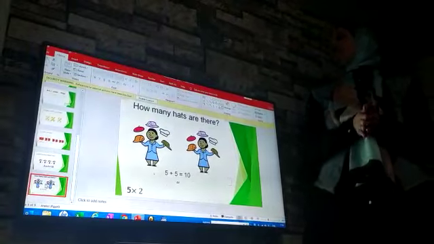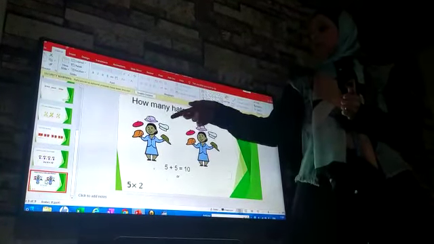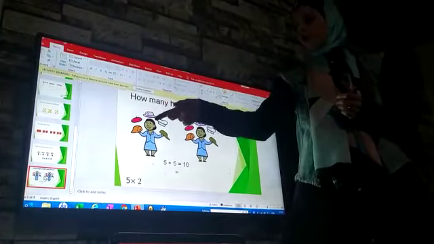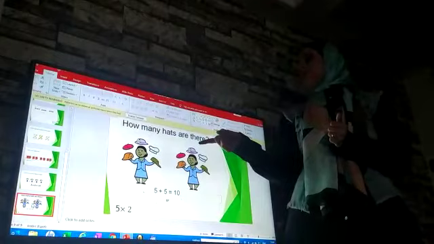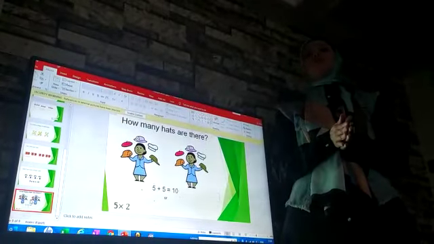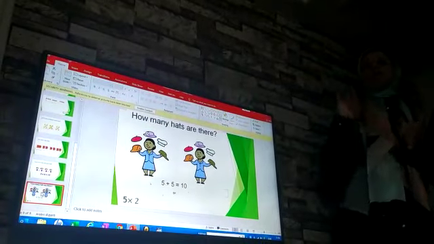The last one. Let's count how many hats are in each group. How many hats? 1, 2, 3, 4, 5. We have here 5. And here we have 1, 2, 3, 4, 5. So I will write 5. 5 plus 5 equals 10.